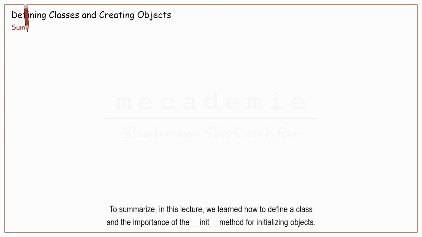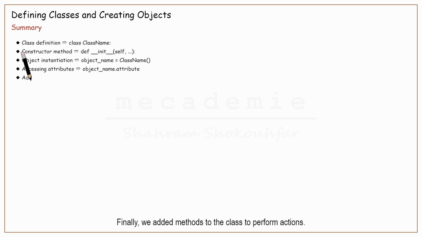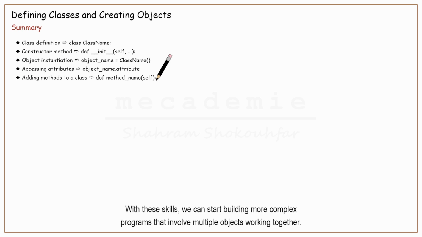To summarize, in this lecture, we learned how to define a class and the importance of the init method for initializing objects. We created objects from the class and saw how to access their attributes using dot notation. Finally, we added methods to the class to perform actions. With these skills, we can start building more complex programs that involve multiple objects working together.